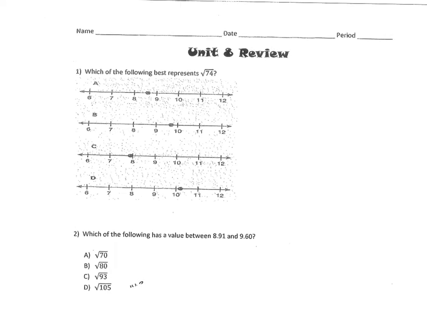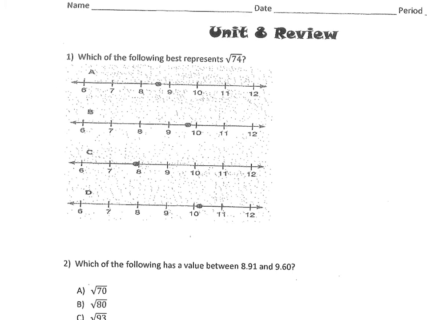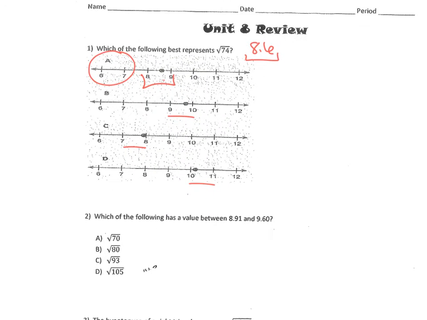Okay, Unit 8 review. Number 1 says, which of the following best represents the square root of 74? So first, find the square root of 74, type it in your calculator, and you should get 8.6. So that means it should fall somewhere between 8 and 9, kind of in the middle. So looks like A is the only one that shows that, between 8 and 9. This one is between 9 and 10, 7 and 8, 10 and 11. So A's got to be our answer.